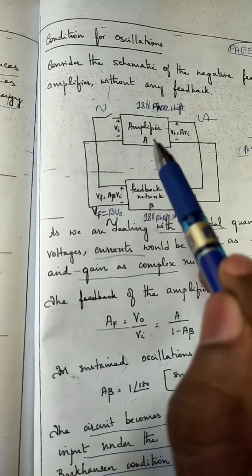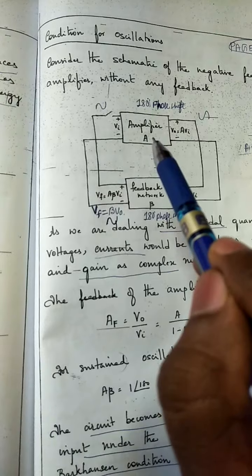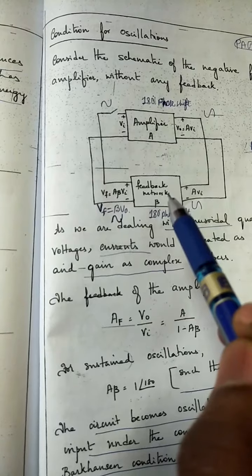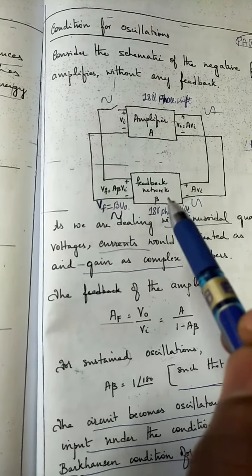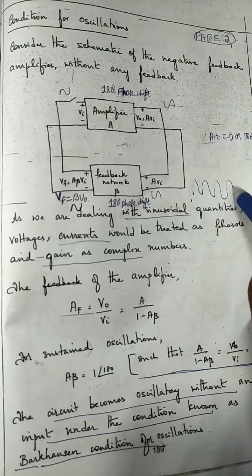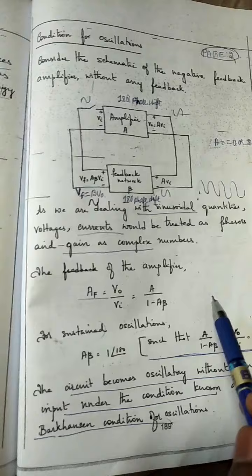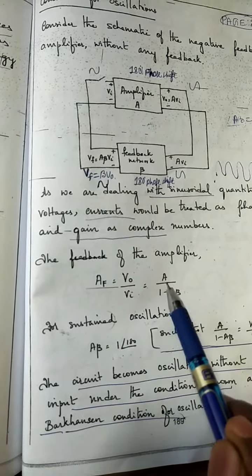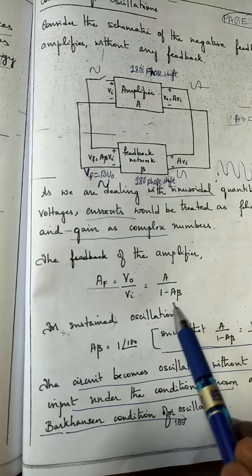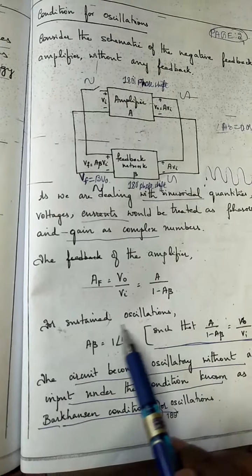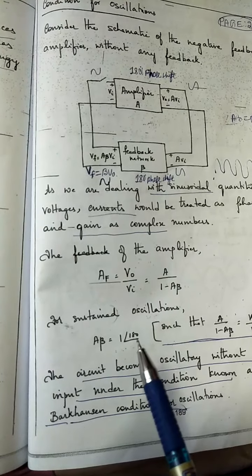The second condition is, if you multiply gain A and feedback gain beta, it should be greater than or equal to 1. Then only you will get sustained oscillations, the oscillations like this. The feedback amplifier gain AF is equal to V out by Vi, which is A over 1 minus A beta. I derived this in the previous class. For sustained oscillations, I told you the product A beta should be equal to 1, and the angle is 180 degree.